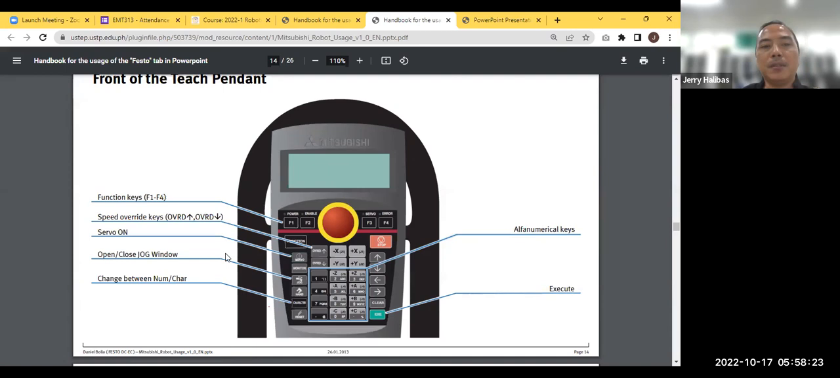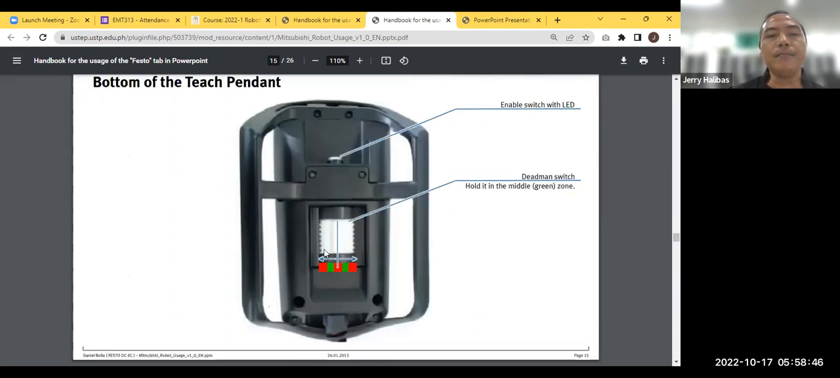Then, before I forget, there is the speed override. By default, it is set to 3%, and you can go as high as 50%. Because the last time it was 100%, the robot crashed. So we're going to limit our speed override up to 50% only.